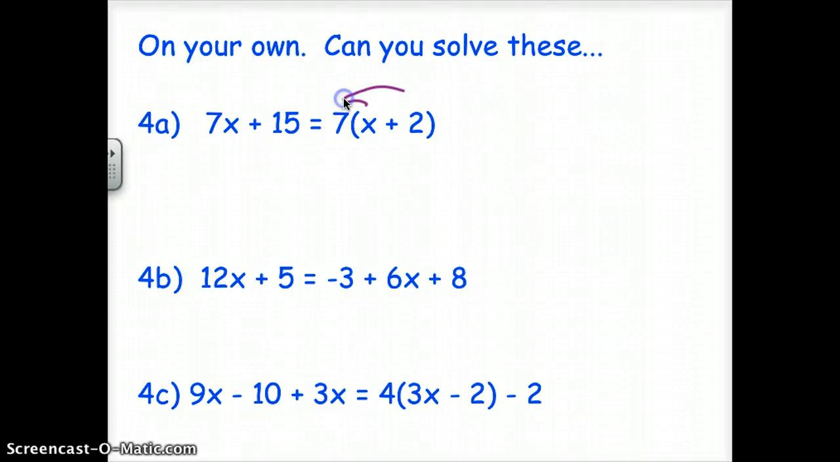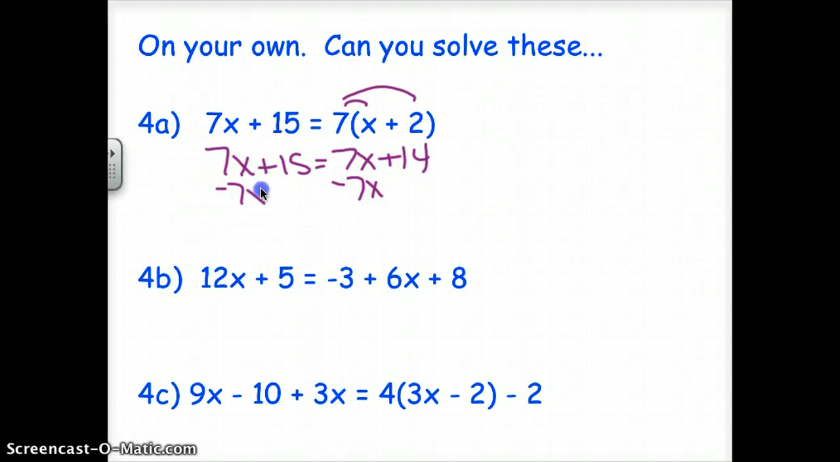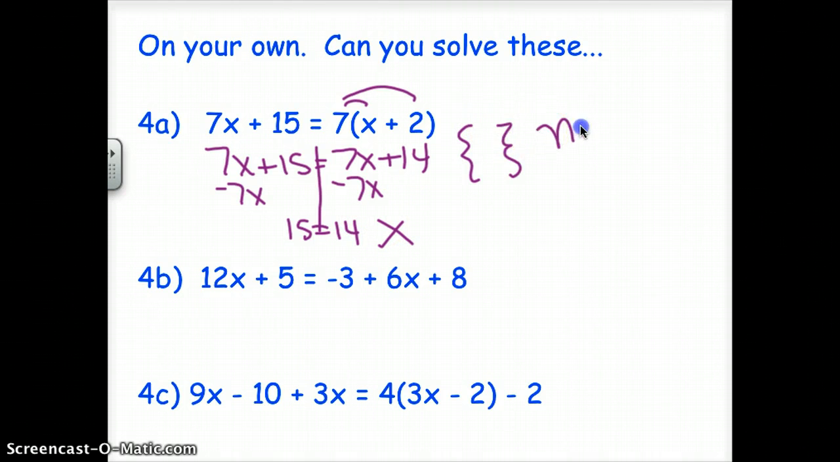So this problem, distribute. I've got 7x plus 15 equals 7x plus 14. Hey, that sounds kind of suspicious. If I subtract 7x from both sides, I'm going to notice that it says 15 equals 14. That is not true. That's never true. 4a, that's an equation with no solution.